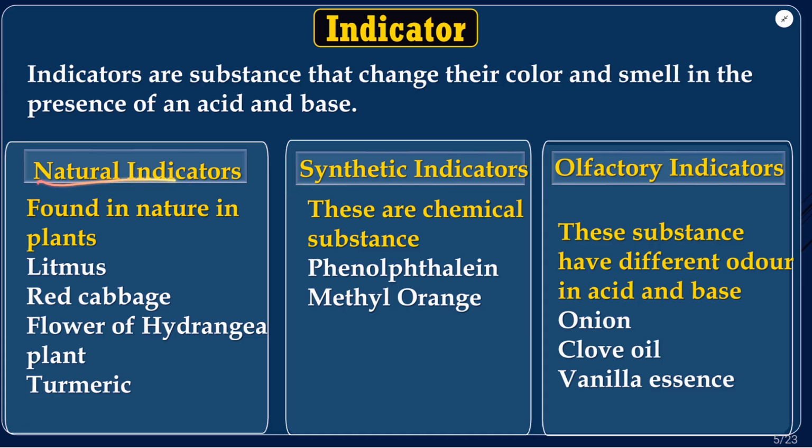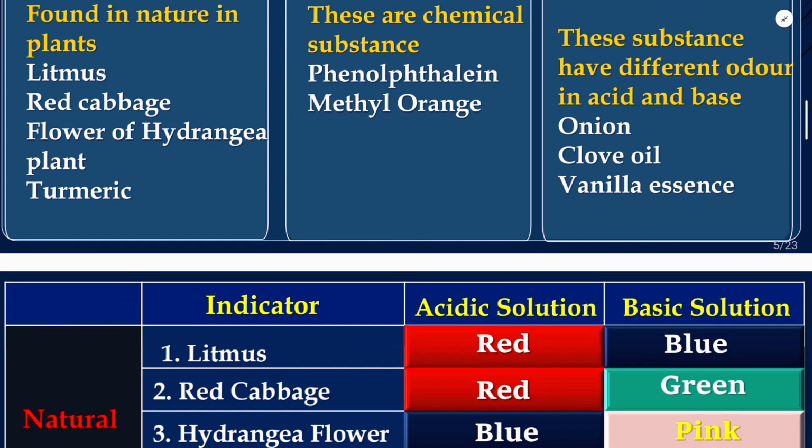So what are natural indicators? Natural indicators are found in nature, in plants, for example litmus and turmeric. Next, synthetic indicators. Synthetic indicators are chemical substances, that means these indicators are formed by using chemicals. Next, olfactory indicators. Olfactory indicators are those substances that have a different odor in contact with acids and bases, for example onion, clove oil and vanilla essence.